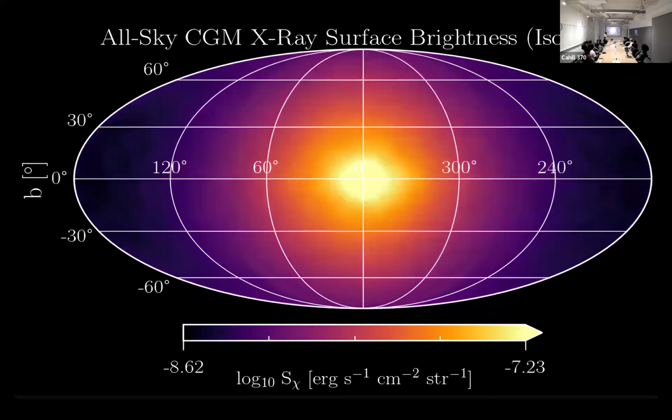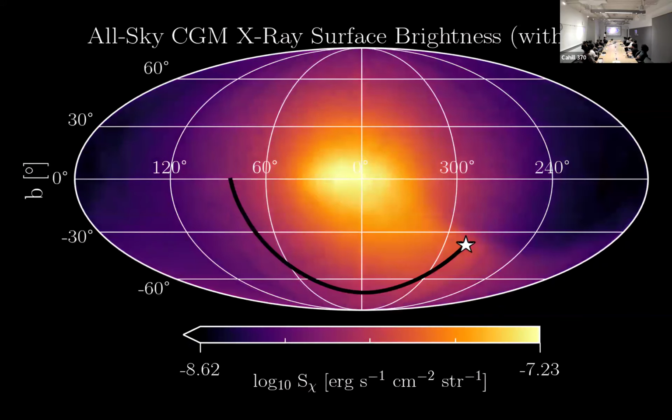You can also consider other observables, like the CGM X-ray surface brightness. Like before, this is the isolated case: very, very smooth, not many interesting features. But then once you include the LMC, you also get this enhancement in the X-ray signal along the shock front. And so I think one of the real predictions coming out of this work is this shock contribution to the X-ray emission, perhaps surrounding the LMC, and perhaps globally, hemispherically, across the southern hemisphere.